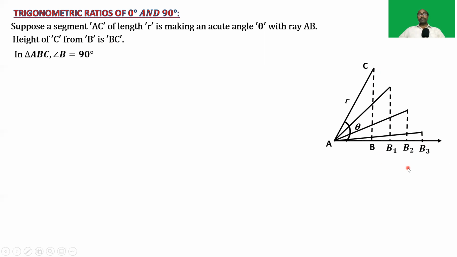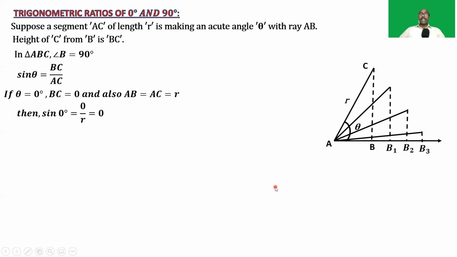Okay. So in this triangle ABC, angle B is equal to 90 degrees, and also sine theta is equal to opposite by hypotenuse, that is BC by AC. If theta becomes 0, that is if AC is fully laid down on AB, then AB and AC will be equal to R. And the height BC becomes 0.